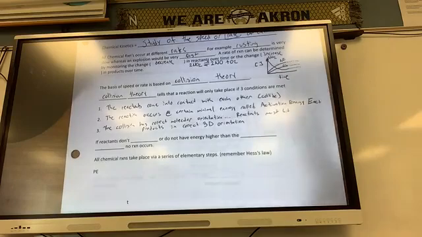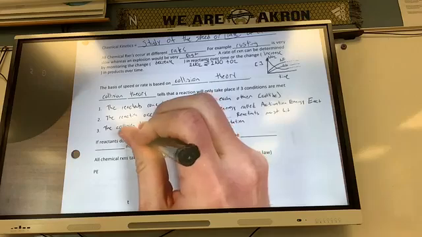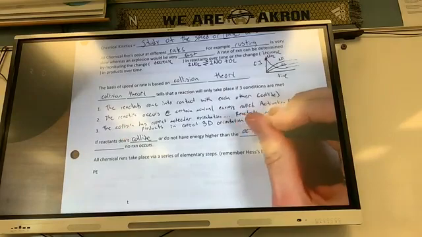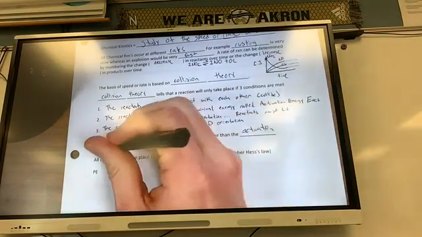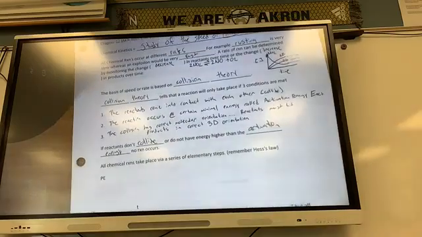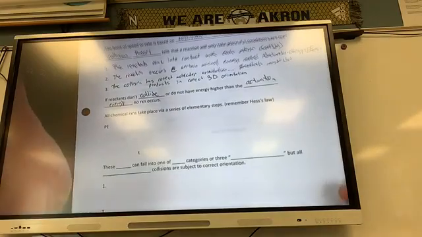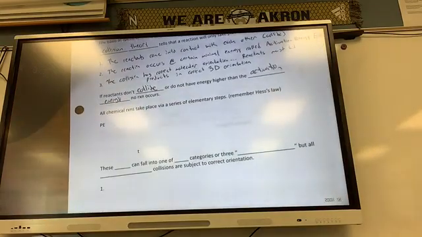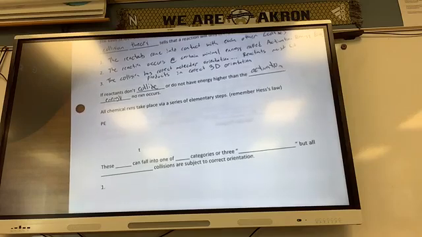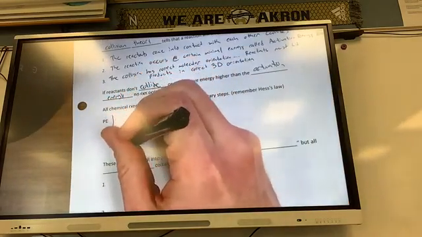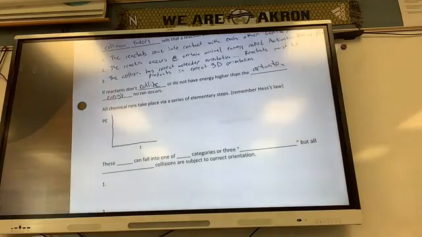If reactants don't collide, so they don't hit, or they don't have the energy higher than the activation energy, guess what? Nothing happens. So, all reactions take place in a series of elementary steps. You guys remember Hess's law? Yeah? Okay. We're not going to be doing Hess's law, but this is going to explain Hess's law better.